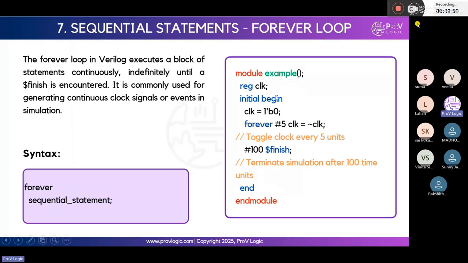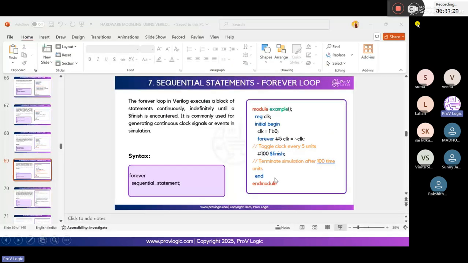But forever keeps on executing, like the always block. To stop the execution, we need to use either $finish or $stop. Always block is the same, but the difference is that the always block is synthesizable. We can write it in a design also. But forever is not synthesizable. We cannot write it in the design. It is only for simulation purposes, so we can write it only in the test bench. That is the difference between always and forever.